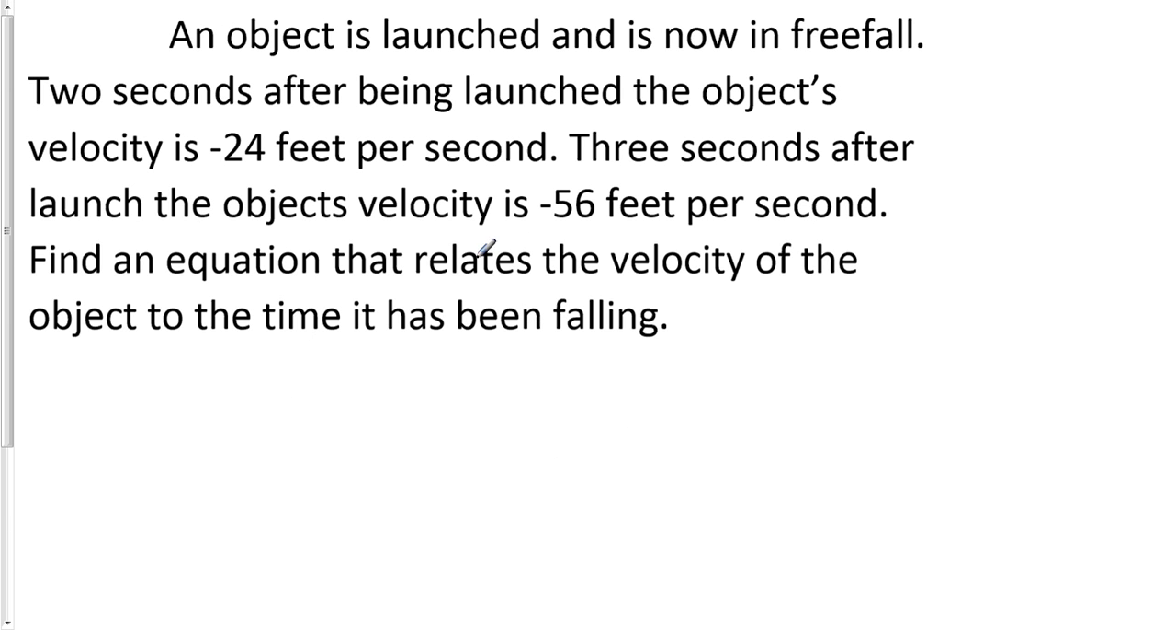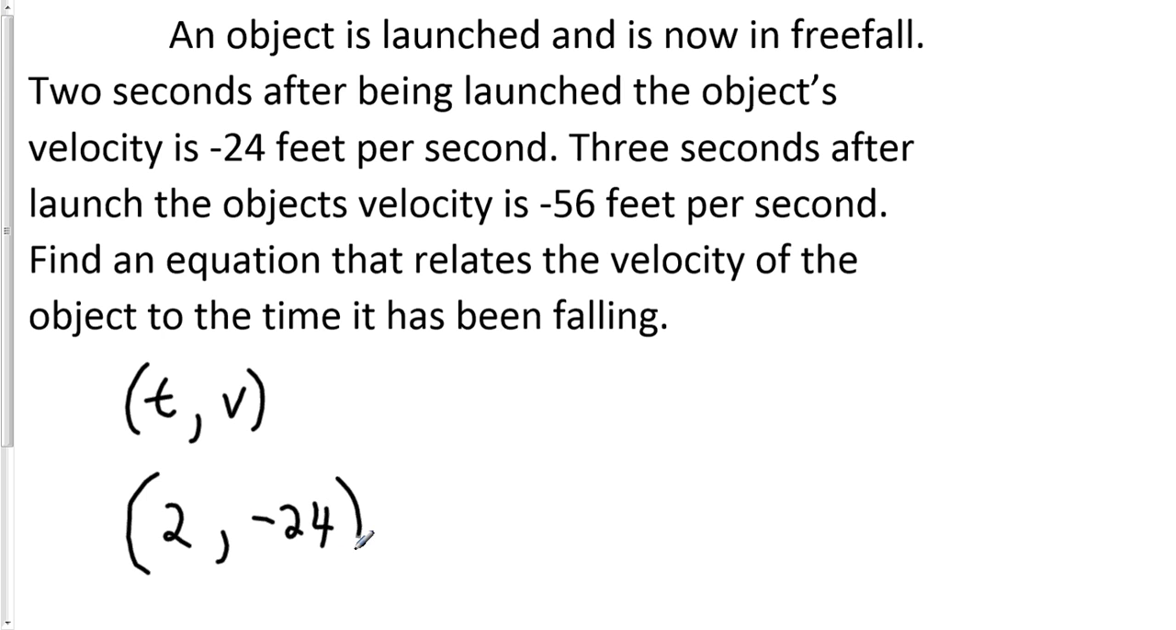So what I have here is two ordered pairs. It says 2 seconds. 2 seconds is a time. And my ordered pairs are going to consist of times, 2 seconds after launch, it is negative 24 feet per second for the velocity. So negative 24 feet per second is the velocity. My ordered pairs are going to be time versus velocity. So let's make those ordered pairs. The first time is 2 seconds, and the first velocity that's related to that time is negative 24.